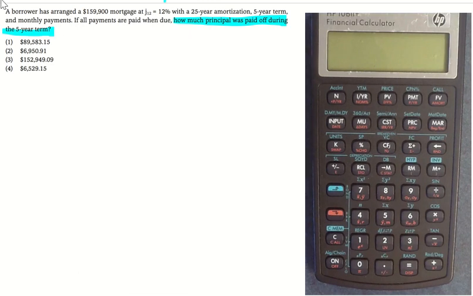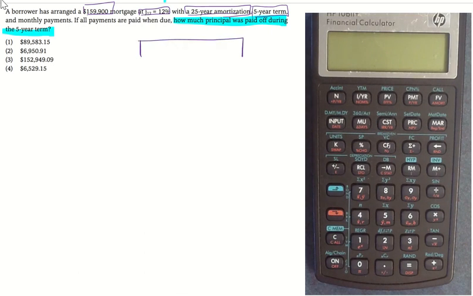Okay, so the question is saying a borrower has arranged a 159,900 mortgage at a J12 equal 12% with a 25-year amortization period, and the term is 5 years. These are the very important key points that we need to look at. What is 159,900? That is the actual mortgage that was borrowed. What was the interest rate? It was 12%. What was the period frequency? It was monthly. The amortization period was 25 years, and the term was 5 years. So we need to find what was the principal paid off.